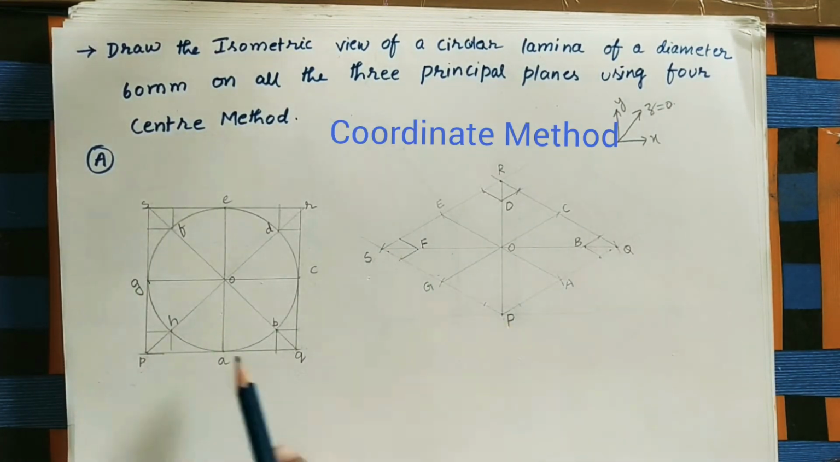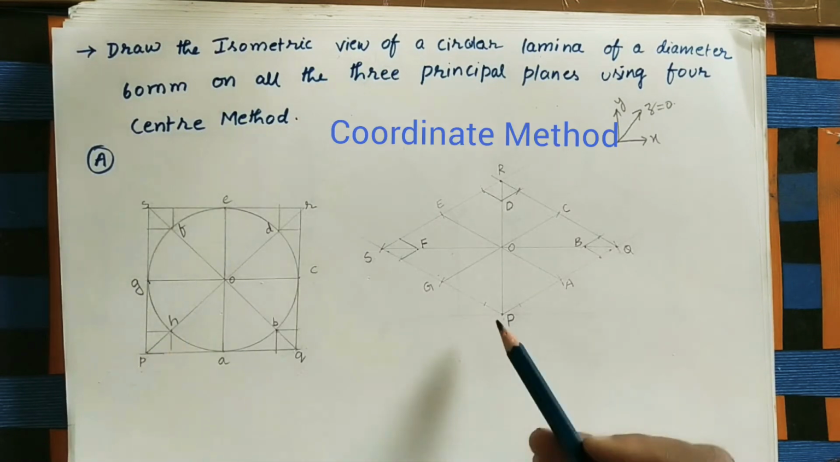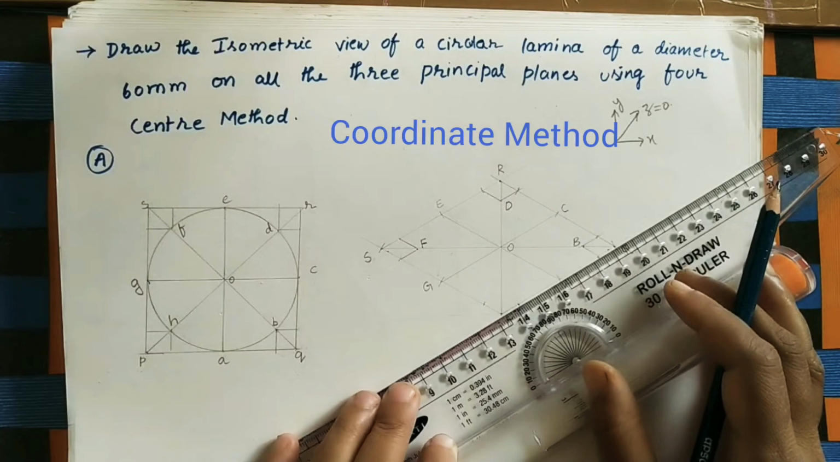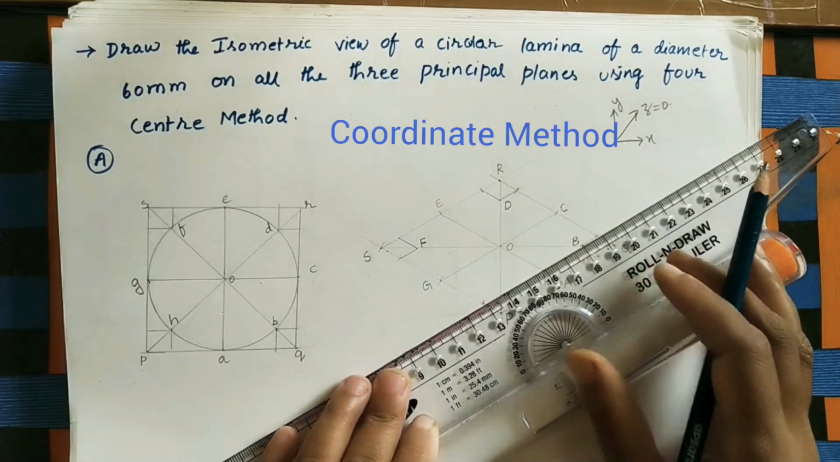Now this P point we have to mark H. For marking H already we took 2 points. So let us do the parallel lines here.